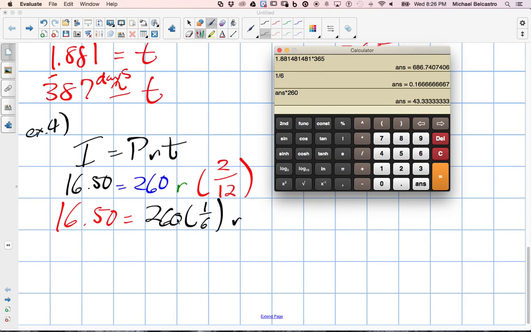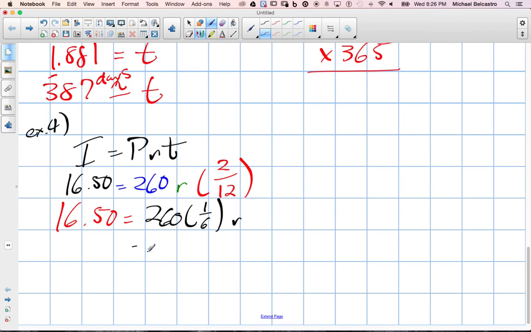And I need to bring it to the other side, so I got to do 16.50 divided by that, because this is multiplication, so we divide. 16.50 divided by our value there, and our interest rate is 0.38. Yeah, we round it to 0.38. So R equals 0.38.